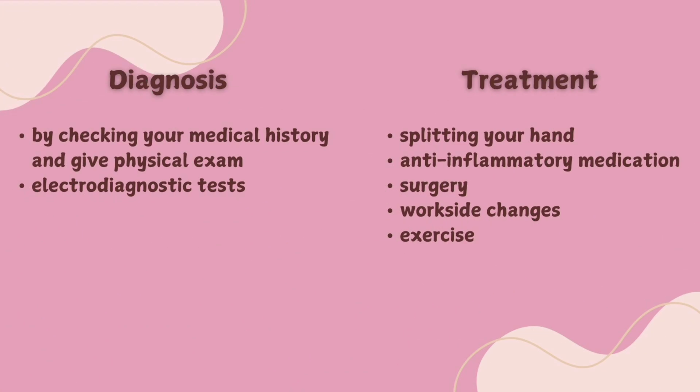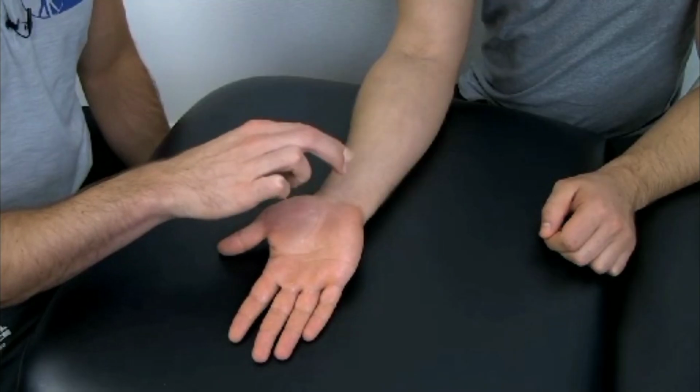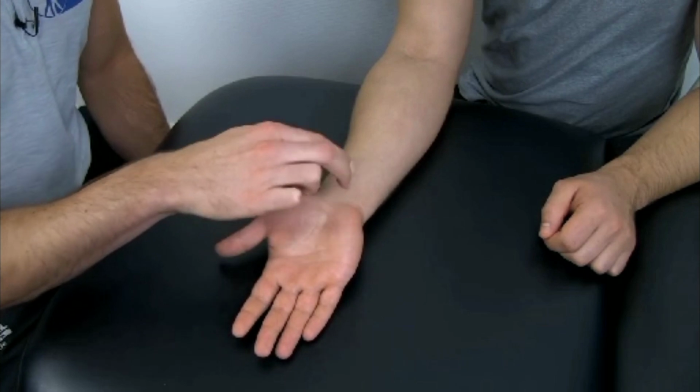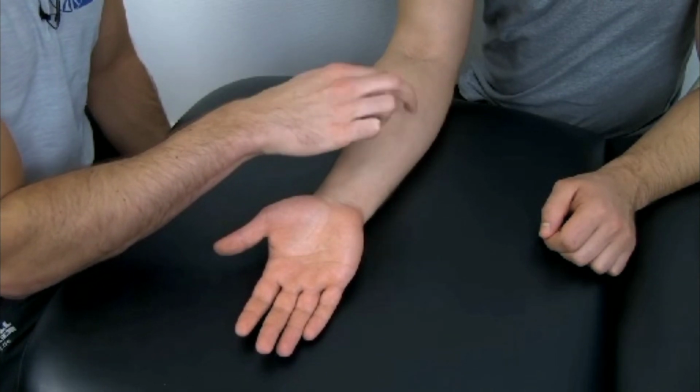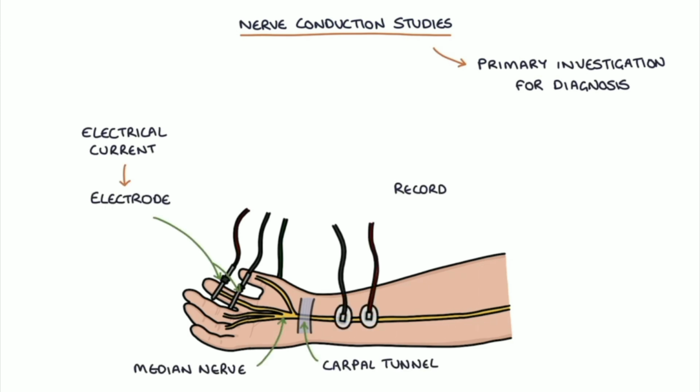So, how do we diagnose a patient with this syndrome? The therapist will check your medical history and give a few physical exams or do an electrodiagnostic test. Examples of physical exams are the Phalen test and Tinel test. This is an example of an electrodiagnostic test.